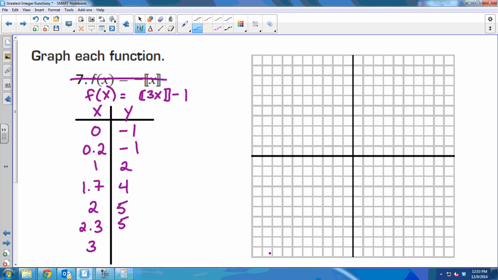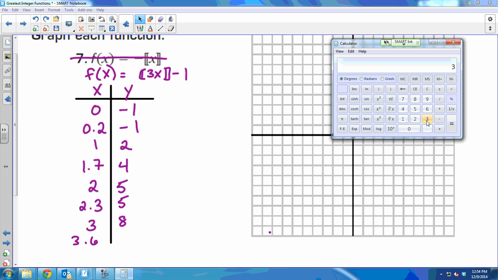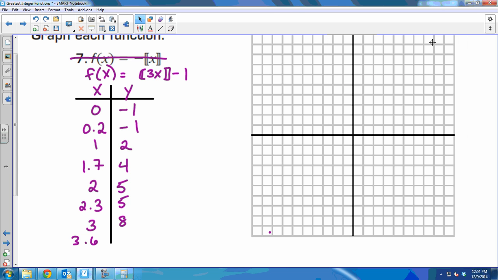I'm doing this to make a point. Okay. I'm going to do this one, 3.6. 3 times 3 is 9. Greatest integer is 9. 9 minus 1 is 8. 3 times 3.6 is 10.8. Greatest integer not greater than 10.8 is 10. And 10 minus 1 is 9.